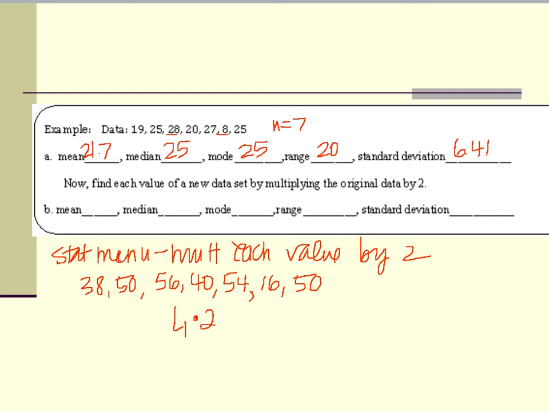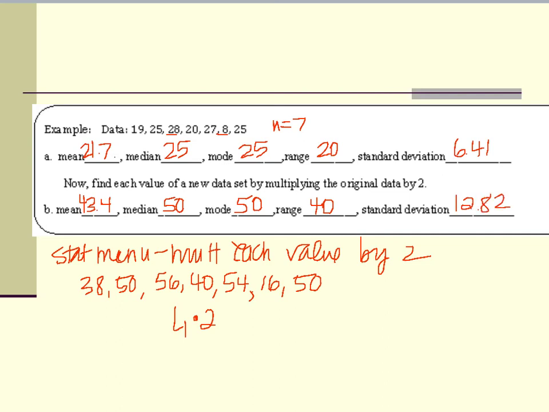But here's what we find. Your mean is now 43.4. Your median is 50. Your mode is 50. Your range is 40. And your standard deviation is 12.82. And we want to compare these.